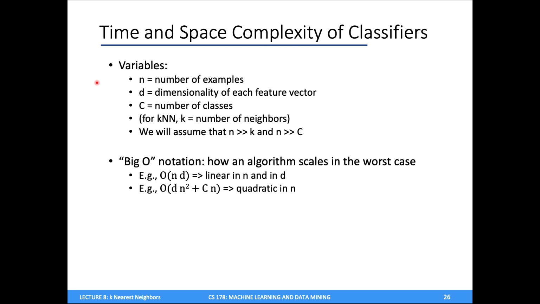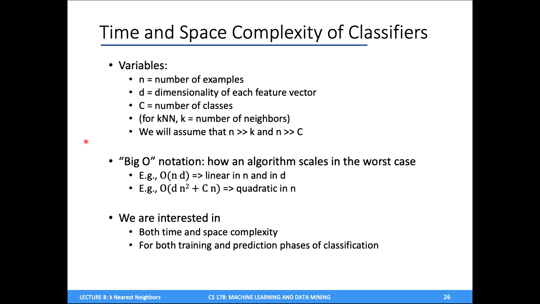Okay, we're going to use big O notation, which I'm assuming most, if not all of you have seen before. Essentially it tells us how the algorithm scales in the worst case. So if something is O of nd, then it's linear in both the number of data points and the dimension. If we've got something like O of dn squared plus cn, the dominant term here is the quadratic term in n, and so this would be a quadratically scaling algorithm.